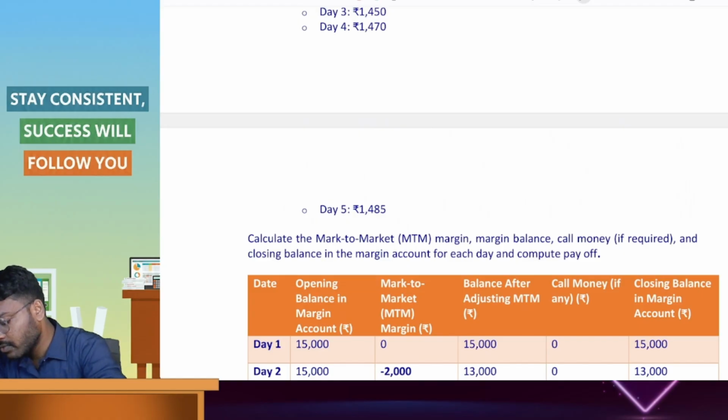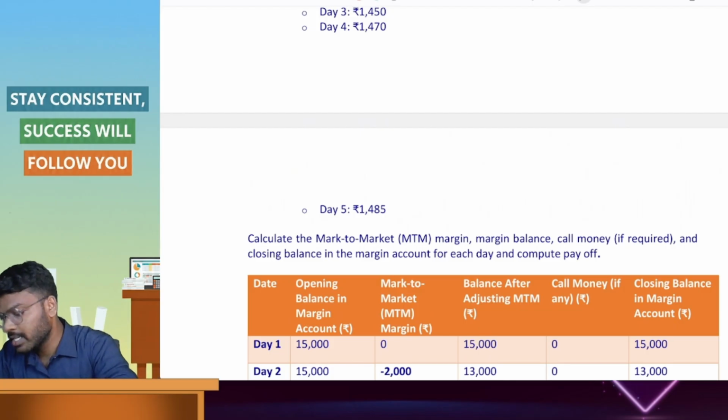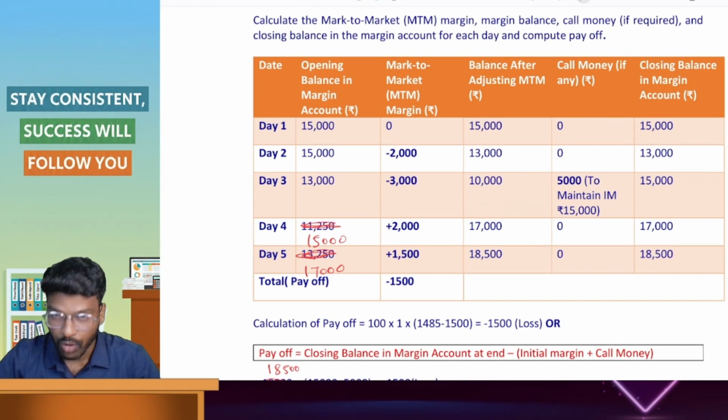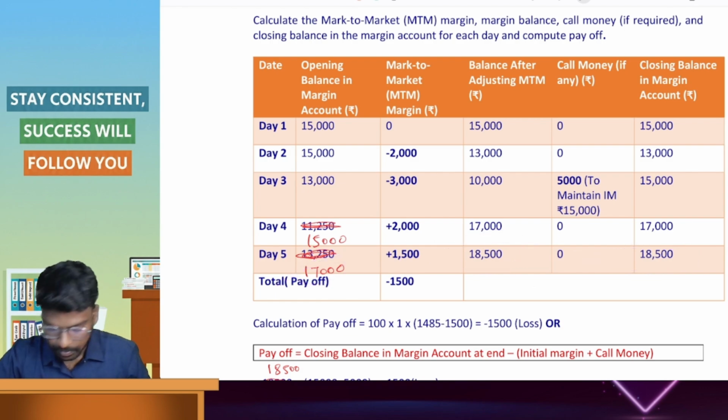On the 5th day, the price is 1,485. Okay, 1,485 minus 1,470 will give you 15 rupees gain. 15 for one share into 100 shares will give you 1,500. So 1,500 plus 17,000 will give you 18,500. There is no requirement of call money.